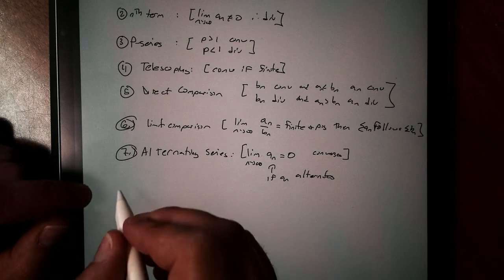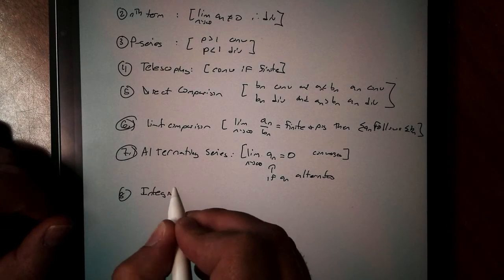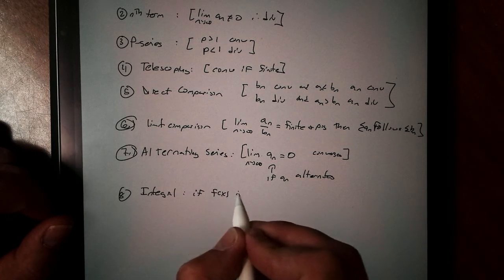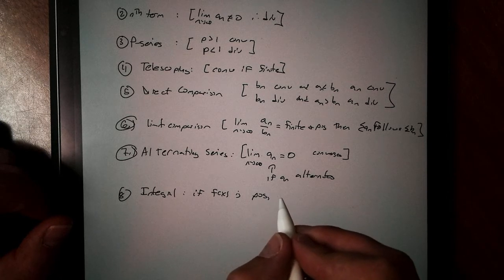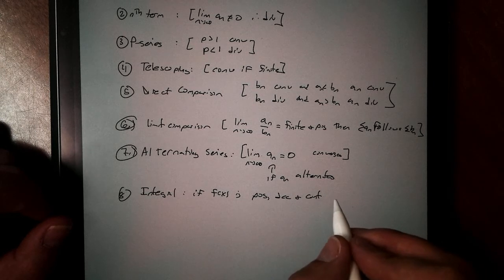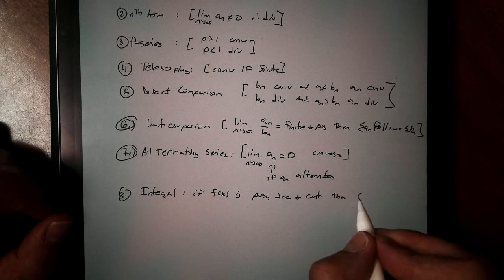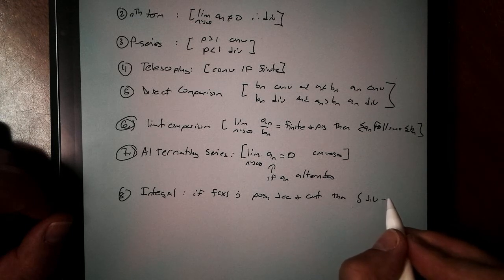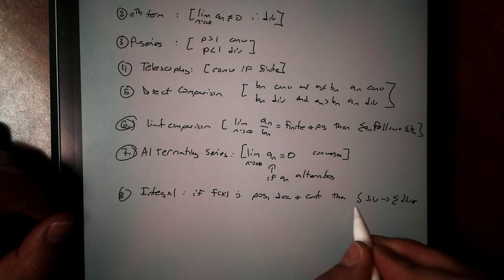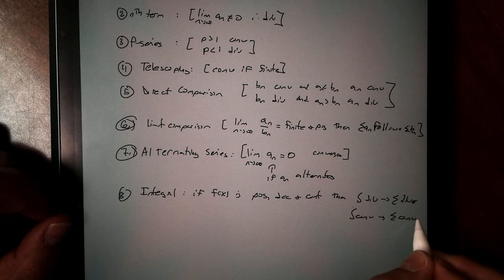And the last one, you all been waiting for it, yep, the integral test. It's not the easiest one, so I always do it last. The integral test. If f of x is positive, decreasing, and continuous, then if the integral diverges, the sum diverges. They follow each other. If the integral converges, the sum converges. In other words, they're going to be the same.